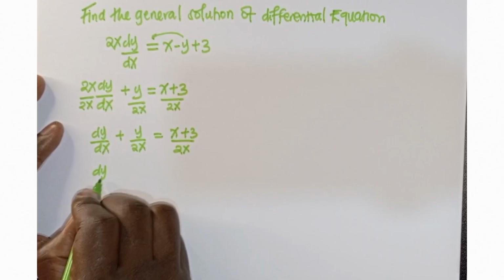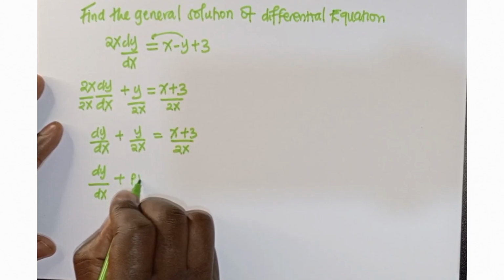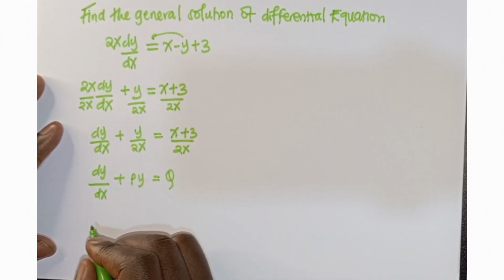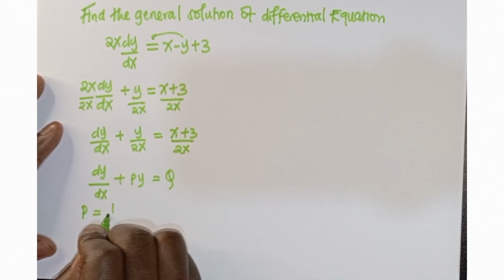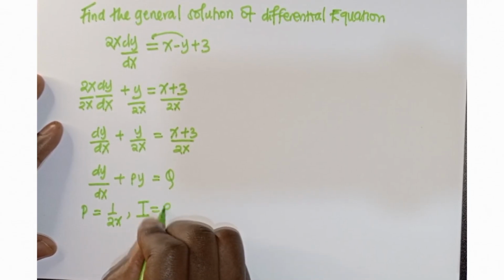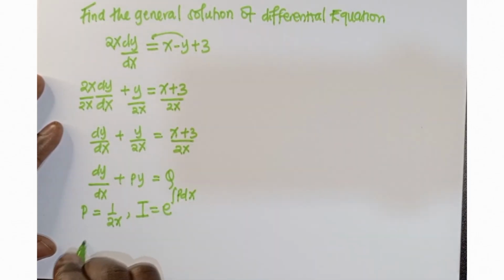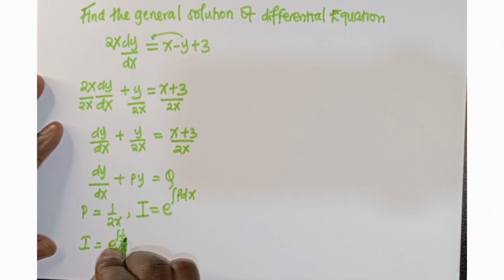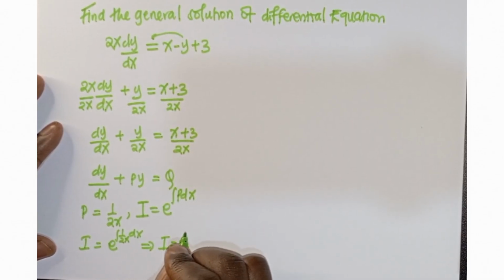A linear DE tells us that the form is dy by dx plus py is equal to q. So from there, our p is actually equal to 1 out of 2x. So this gives us the ability to get the integrating factor of p dx. So the integrating factor in this case is going to be an exponential integral of 1 out of 2x dx, which means that the integrating factor is an exponential of a half ln of x.